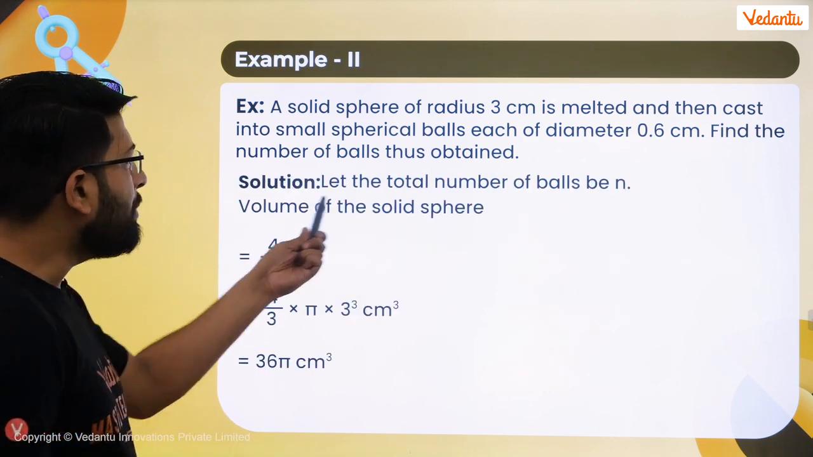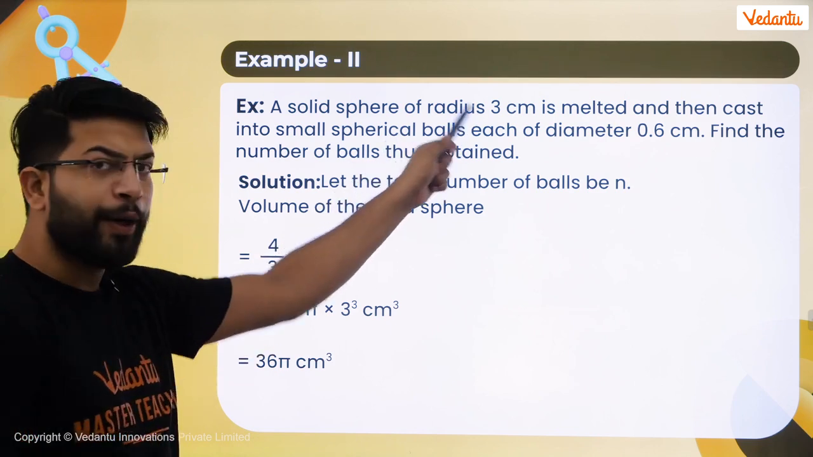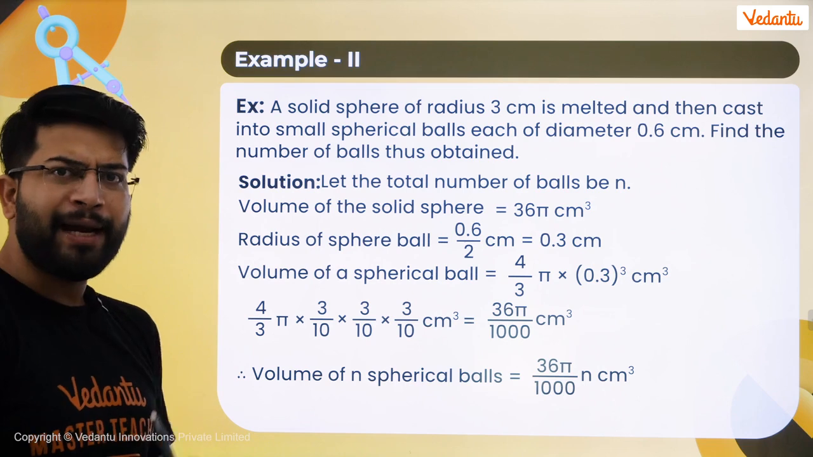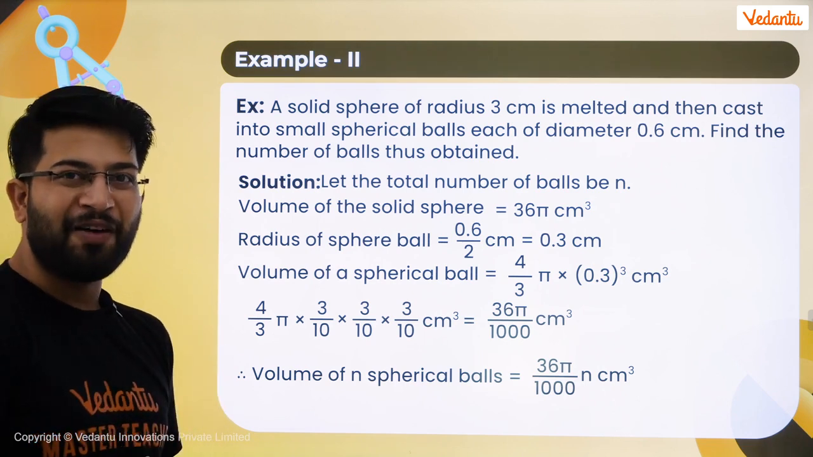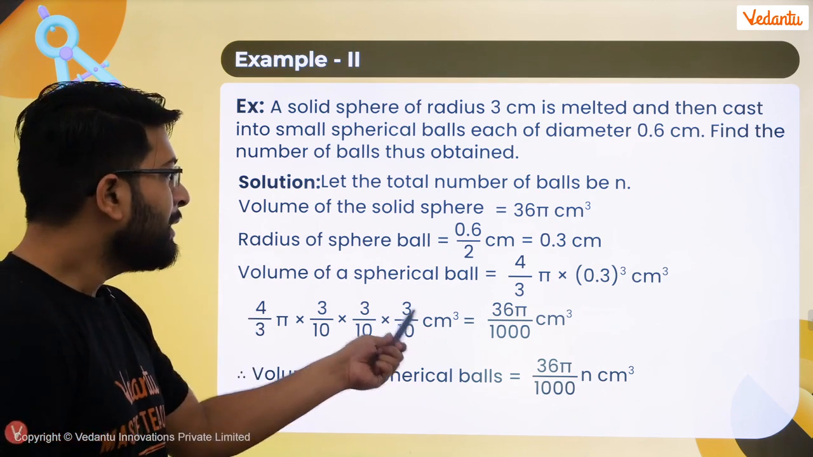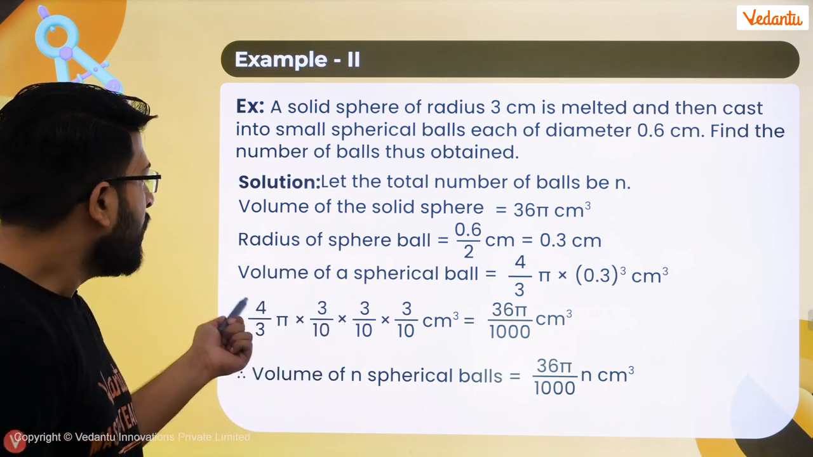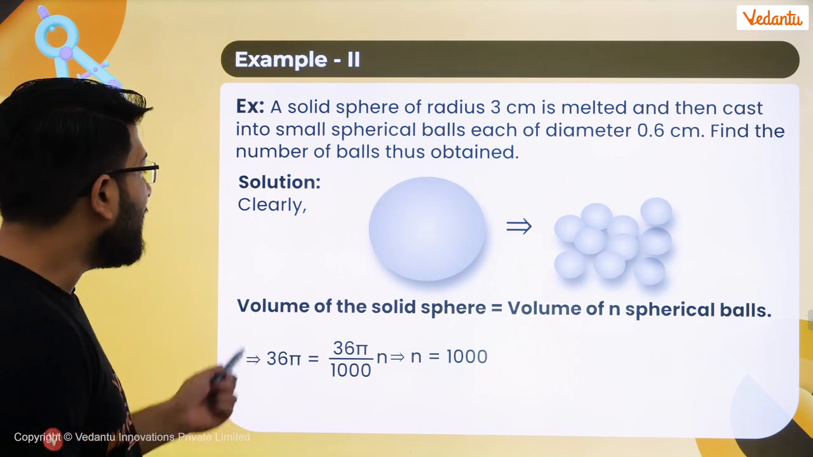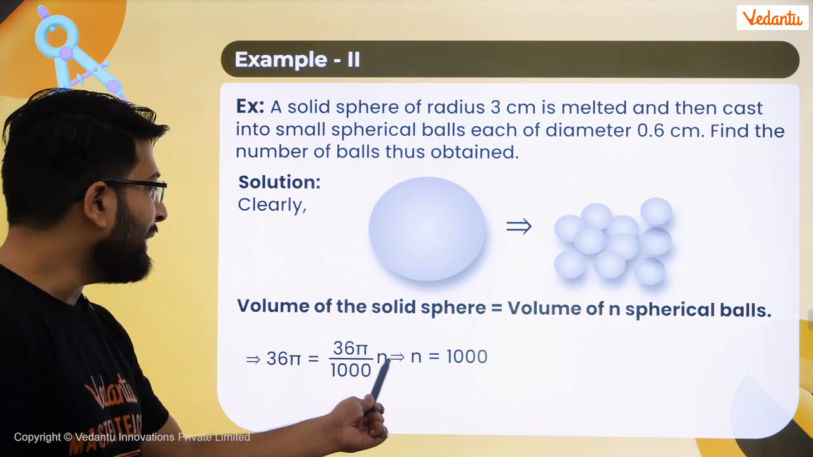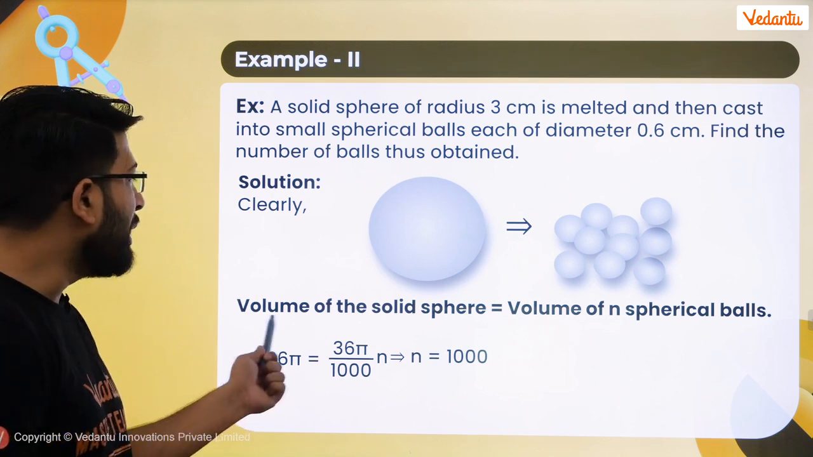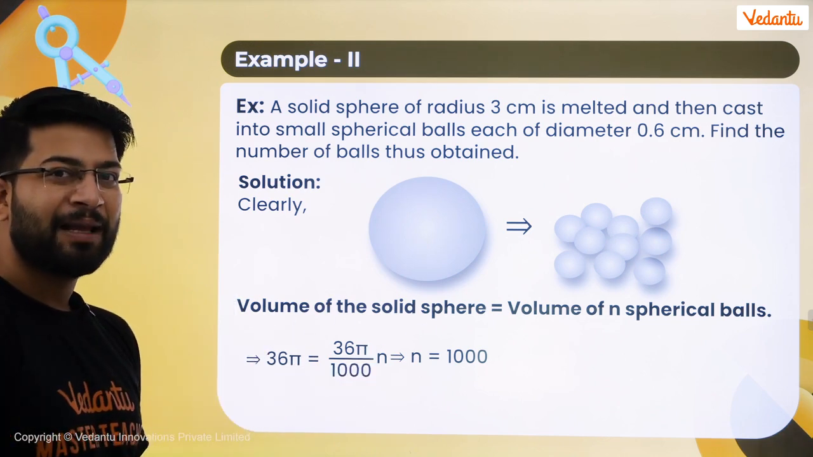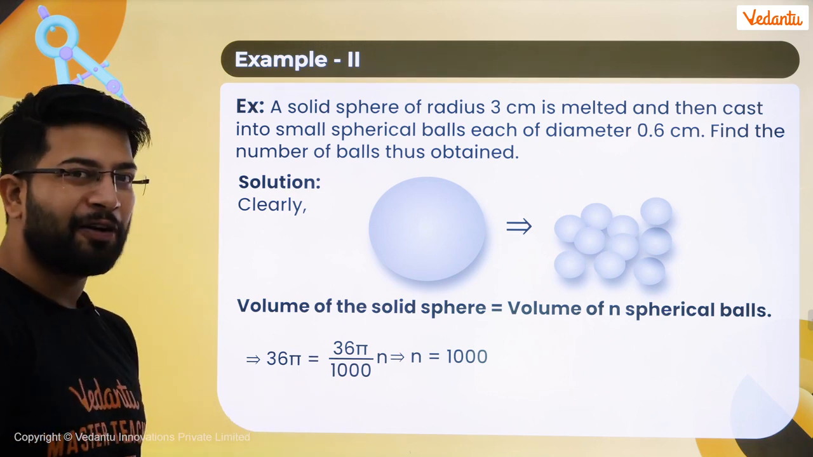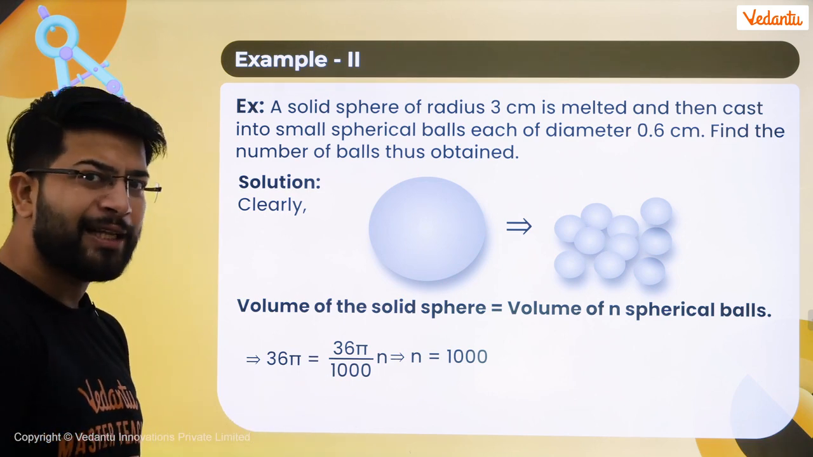So champ, the volume of the solid sphere is 4 by 3 pi r cube, the radius we know, so it is 36 pi. Now let's say we can make n small spherical balls. So their volume will be n into 4 by 3 pi r cube, where 4 by 3 pi r cube is the volume of one small spherical ball. So the volume of n spherical balls will be n into 4 by 3 pi r cube, equal to the volume of the solid sphere, 36 pi. Don't use pi as 22 upon 7 because ultimately pi is going to cancel out. We can find the number of spherical balls. I hope it is clear.